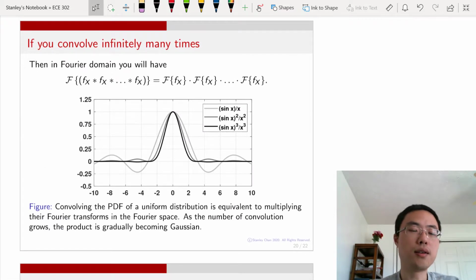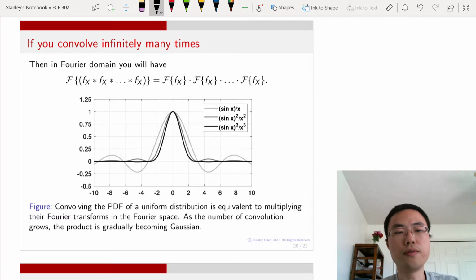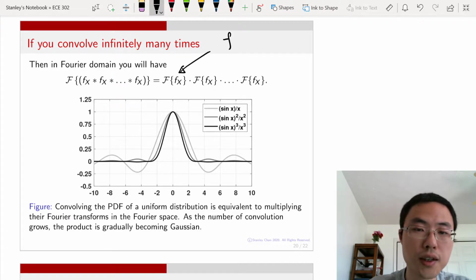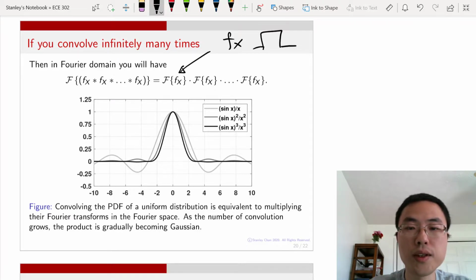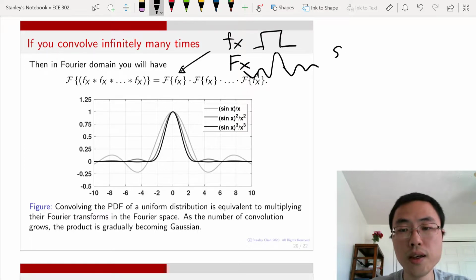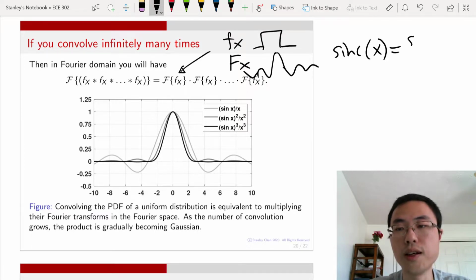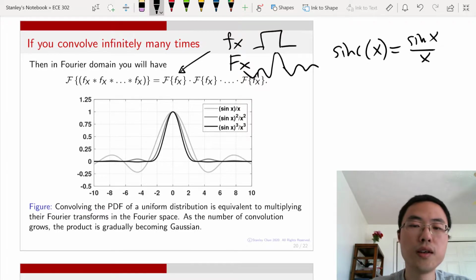In the thing called the Fourier domain, if you take the Fourier transform of all these convolutions, this is equivalent to taking the product of all these Fourier transforms of these PDFs. Each of those, each small f_X, is a rectangle. If you take the Fourier transform of f_X, this is going to give you a sinc function. A sinc function is defined as sin x divided by x. So you have a sinc function.